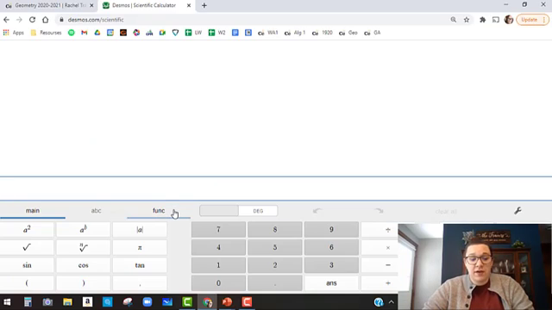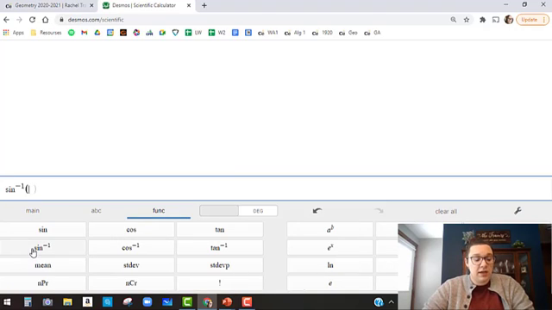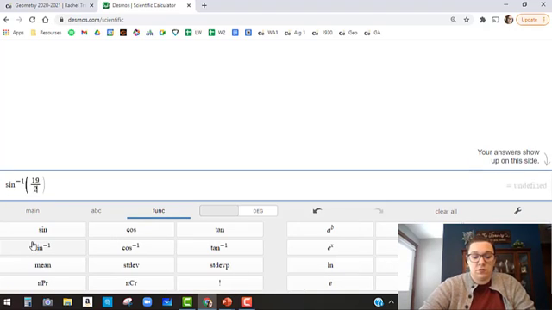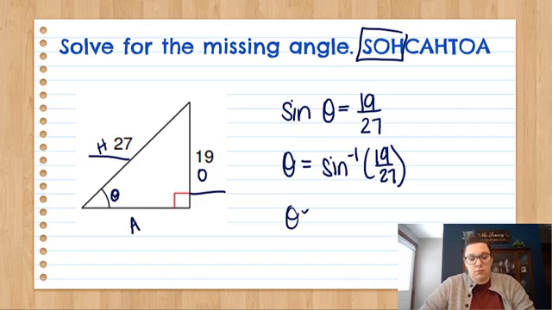What you'll have to do when you're on there is go to the functions key, inverse sine, and we had 19 over 27, which gives us 44.7. Throw in an approximately, and then you'll be good to go. Let's try a story problem with a similar situation.